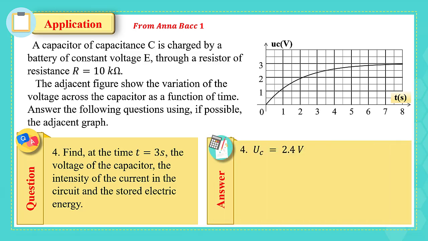First of all, how do we find UC? Simply from the graph. We have to look at time t equal to 3 seconds. What is the value of the voltage across the capacitor? It is approximately equal to 2.4 volts.